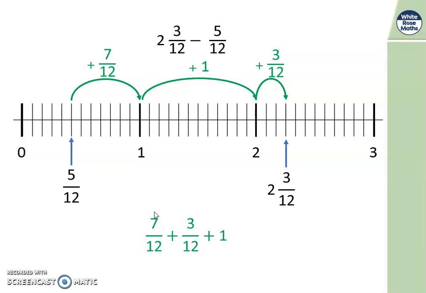So I've got my 7/12, add 3/12, add 1/12. 7 add 3 makes 10, so it's 1 whole one and 10/12. And don't forget, we can simplify by dividing both of these parts by 2, and it becomes 1 whole one and 5/6. Well done if you spotted that.